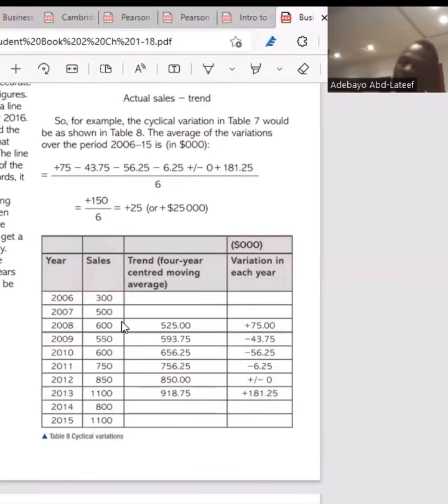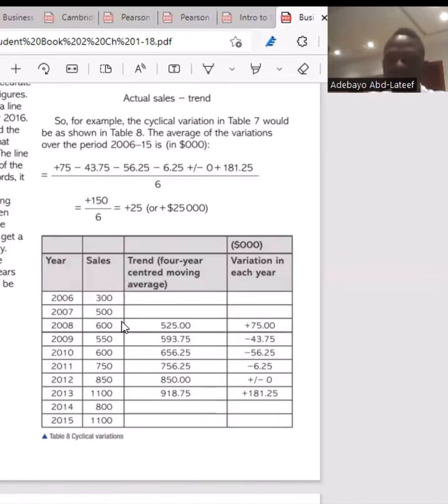Do you understand how we calculate variations here? For the 3 years, the sum is going to give us 1,400. 1,400 divided by 3 is 466.6. So 466.6 is our trend. You take it away from the sales. So 466.6 minus 1,400 gives us our variation.